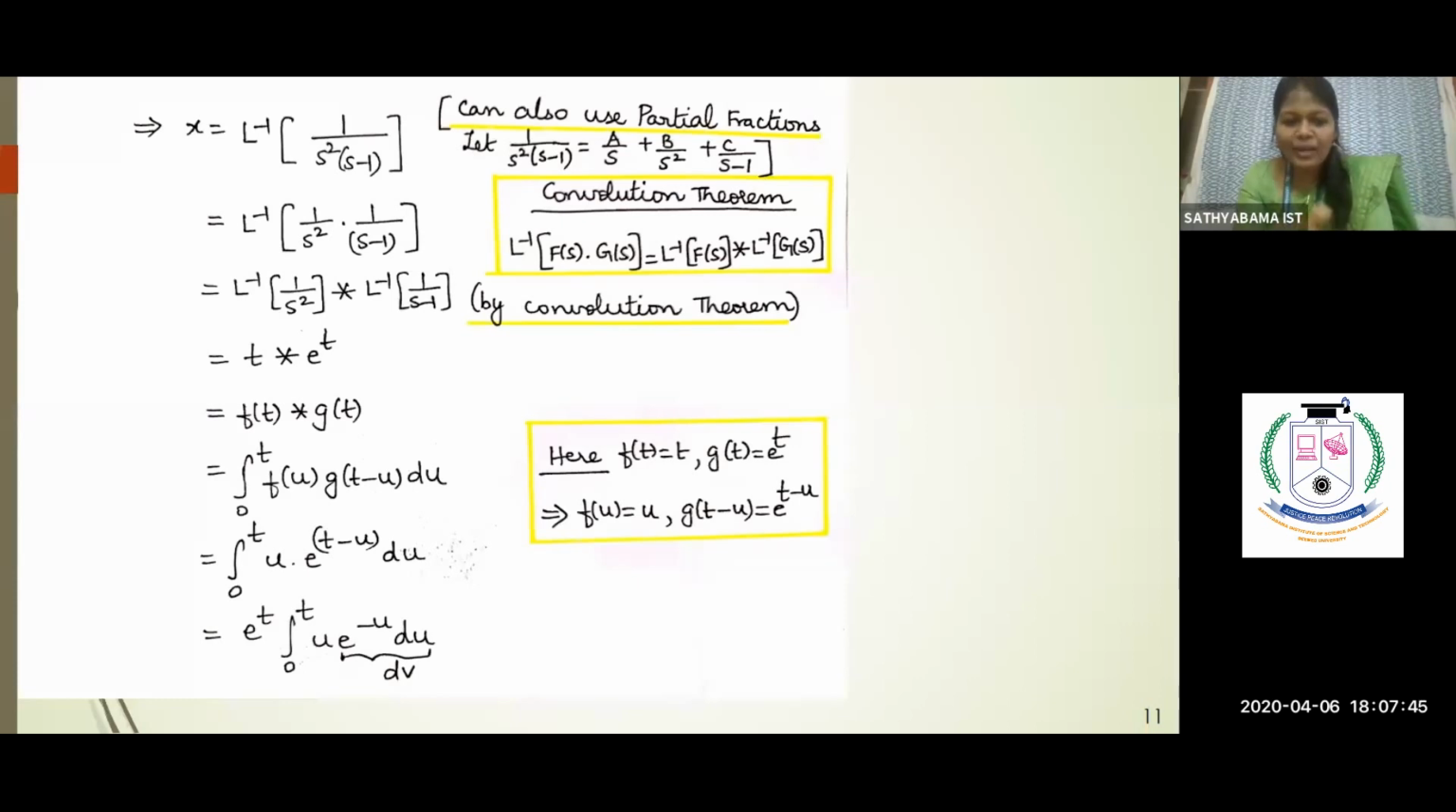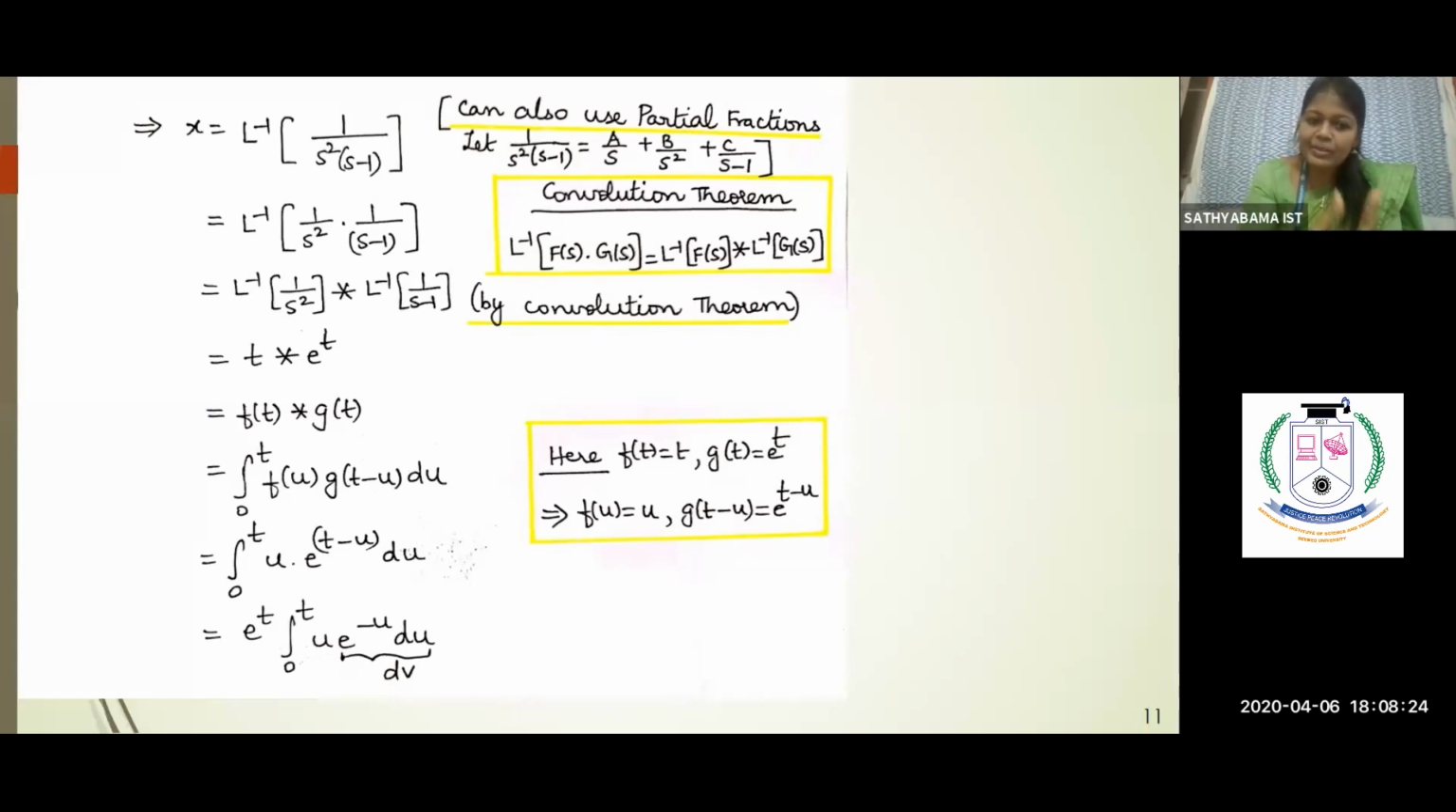Fine. So now I want you to substitute f of u and g of t minus u in the definition. So come to the left now again. I'm talking about the 2nd step from the last. I wrote the definition for convolution: integral 0 to t f of u g of t minus u du. Now I'm going to substitute. What is f of u? u. What is g of t minus u? e power t minus u, du. Now listen carefully. All you have to do now is integrate this, and then you would have found x. Okay, step 5 is over. So all I have to do now is integrate. How do I integrate this? Now listen carefully.